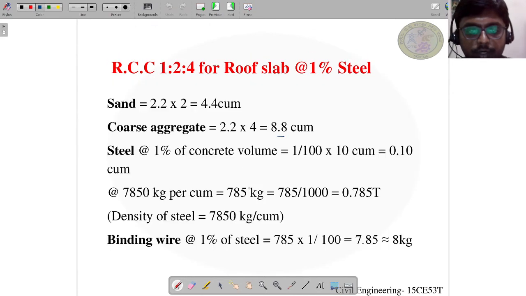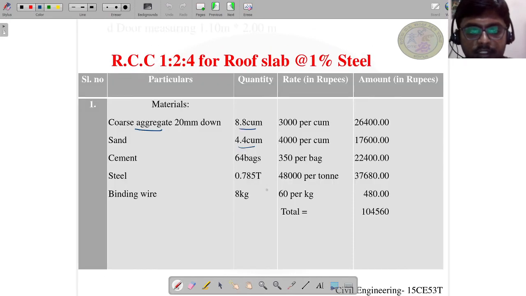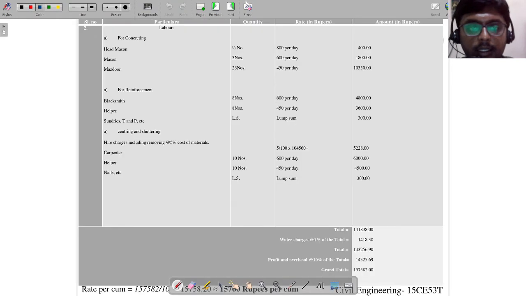Sand we have got as 4.4, cement as 6.64 bags, steel as 0.785 ton, and binding wire as 8 kg. These are the present market rates. We also get this rate from the schedule of rates book of the Public Works Department. Once you multiply the quantity into the rate per unit cost, we get the total amount. The total cost of the materials works out to be 1,04,560 rupees. Okay, so once the materials are calculated, next let us go to the quantity of laborers required.